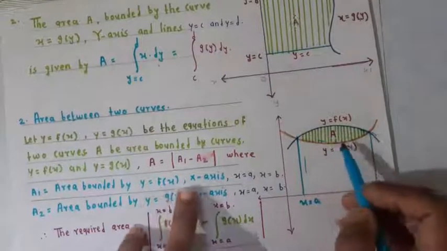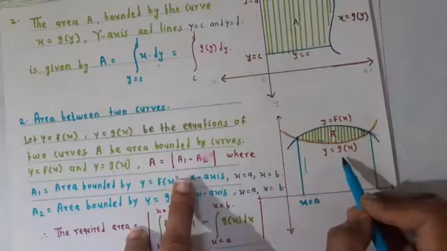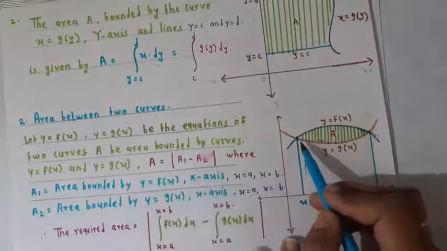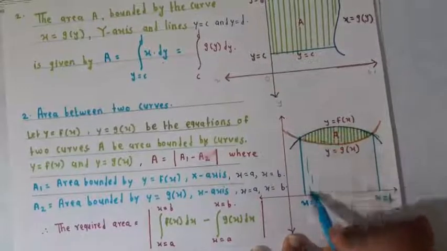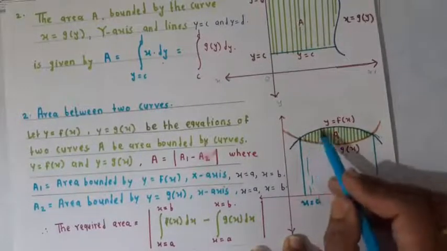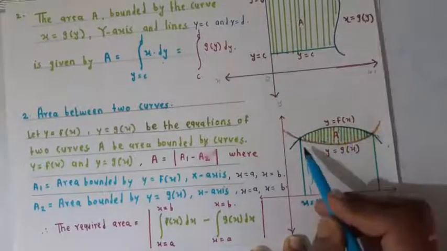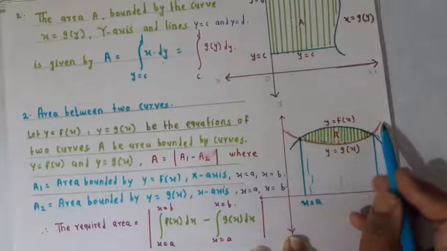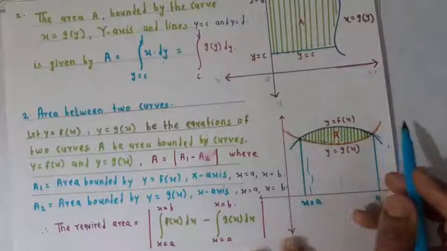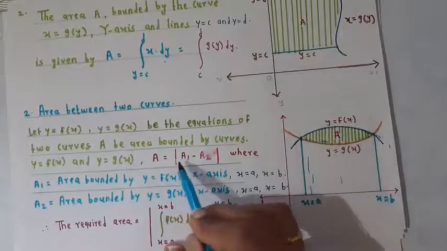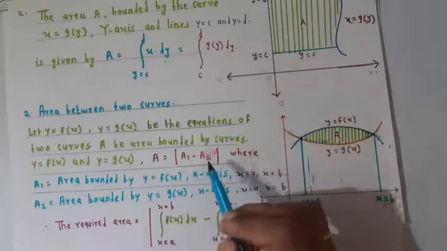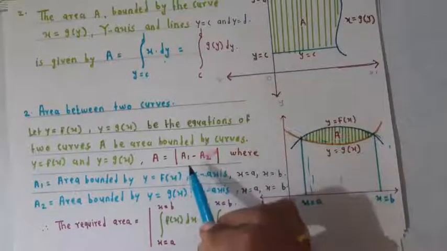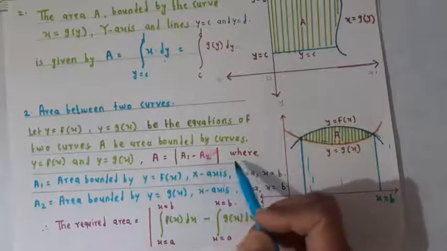Therefore the area A is given by A1 minus A2, where A1 is the area bounded by the upper curve, from here to here, and A2 is the area bounded by the lower curve. Area A equals mod of A1 minus A2, because area is always positive, that's why we have taken the mod sign.